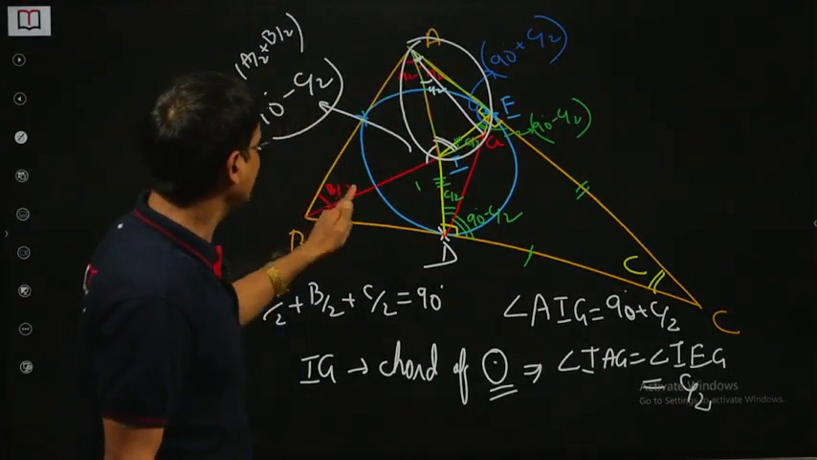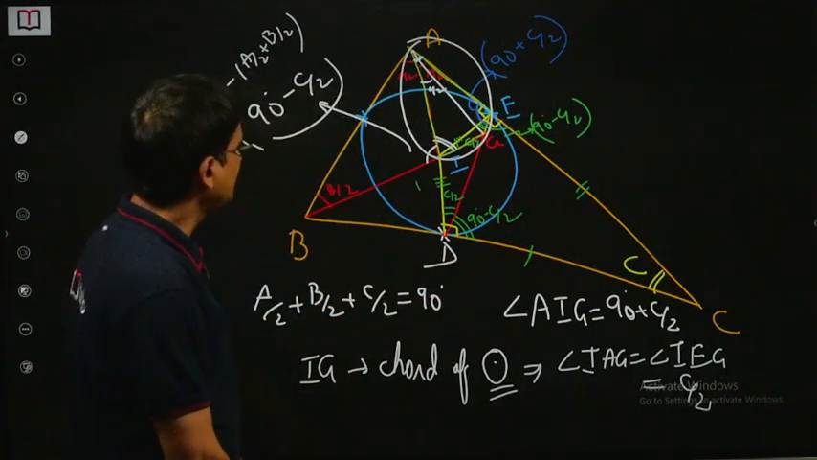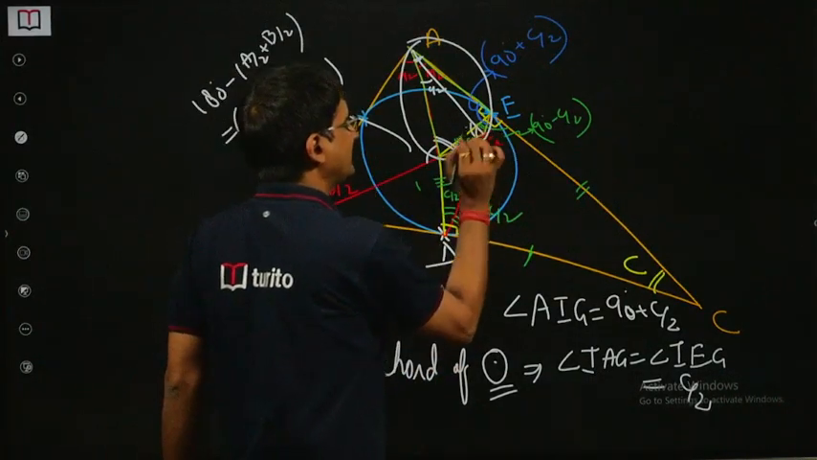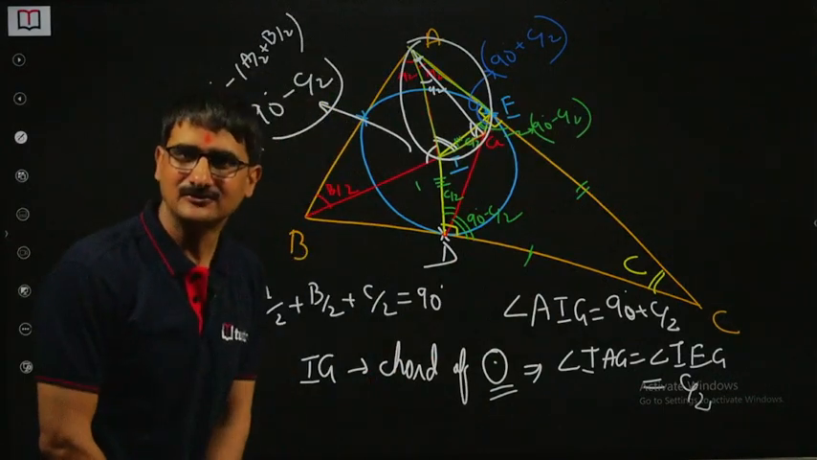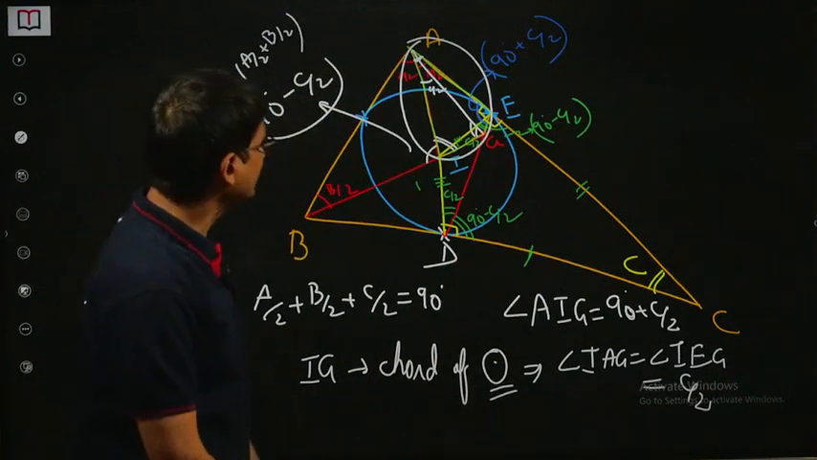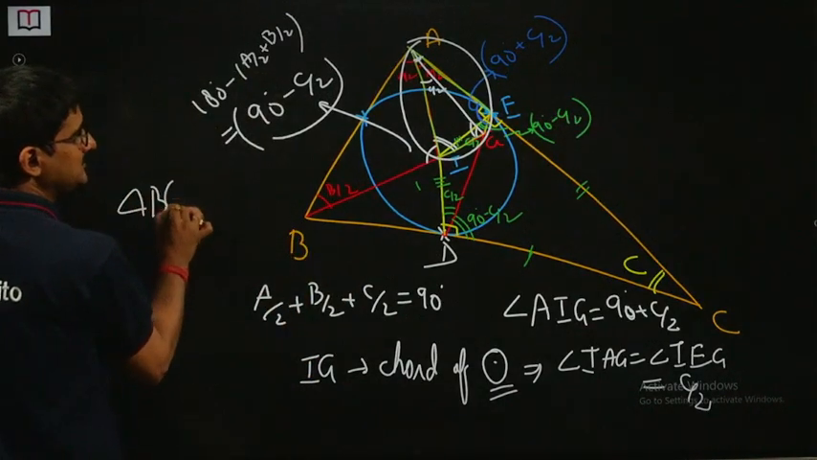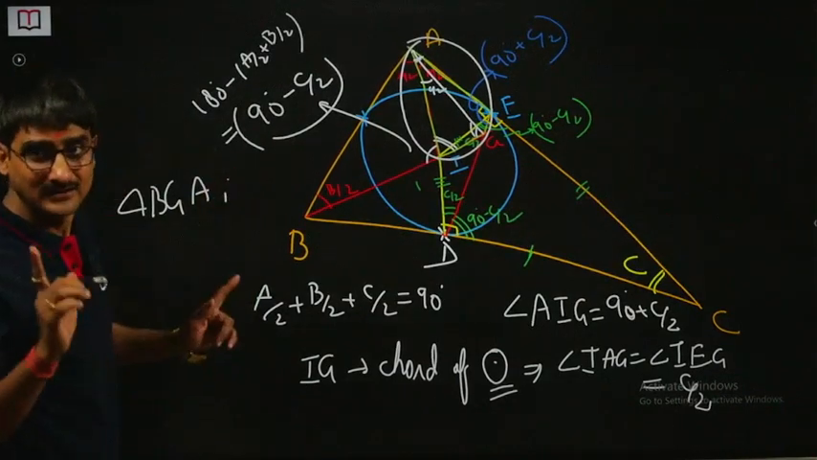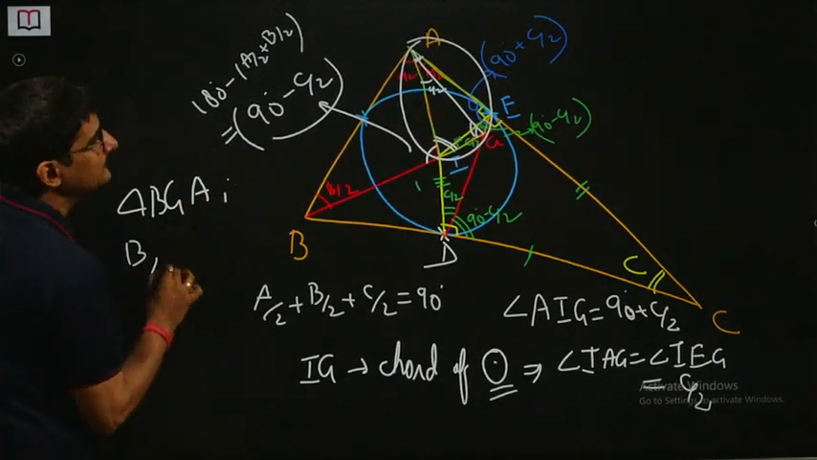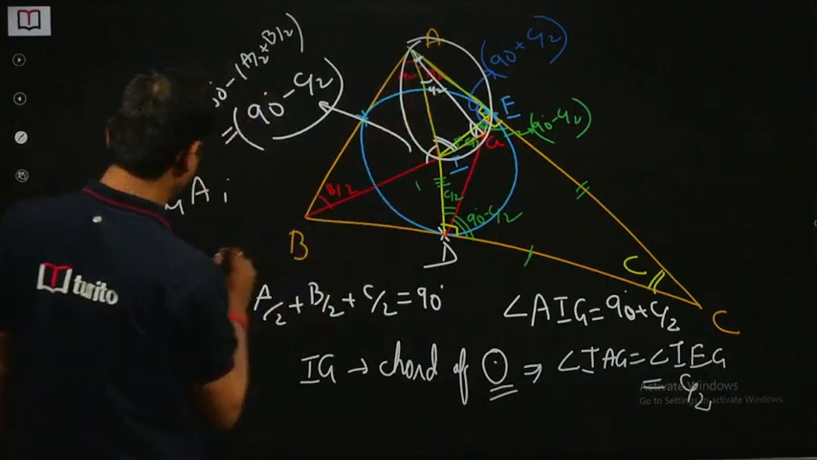Now we need the angle between BG and AG. So we need this angle. That's it, we need this angle only. So how will we get it? Now consider the triangle BGA. In triangle BGA, of course, B by 2 plus this is A by 2 plus C by 2.